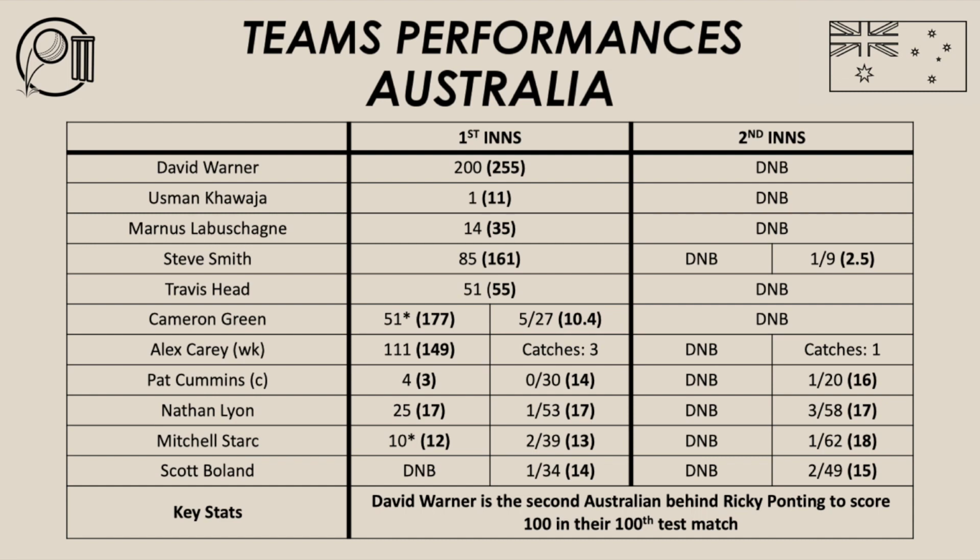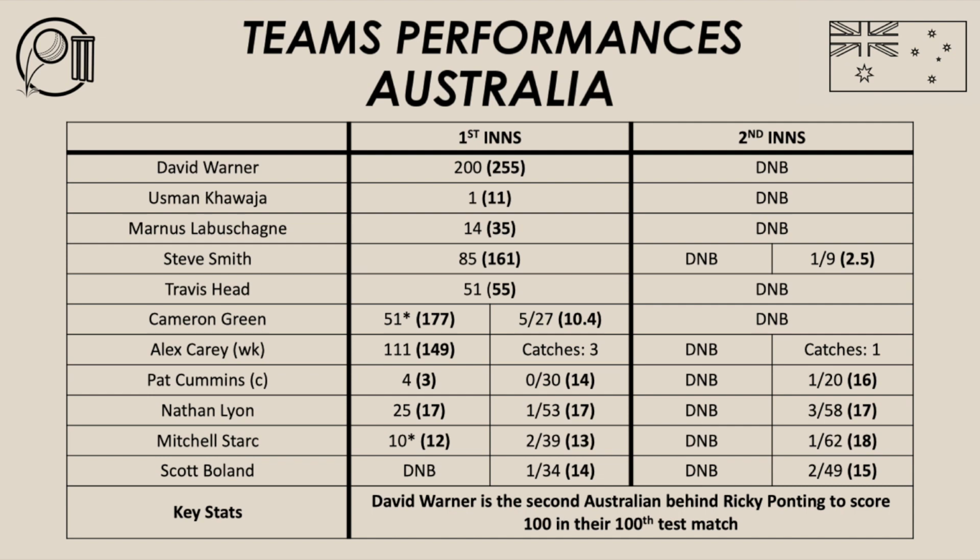Joins Ricky Ponting in scoring a 100 in their 100th test for Australia. He also becomes the 10th player in test cricket history to score a century in their 100th test. Some brilliant names on that list: Colin Cowdrey, Javed Miandad, Alec Stewart, Inzamam-ul-Haq, Ricky Ponting, Graeme Smith, Hashim Amla and Joe Root. So he's in good company there, David Warner.